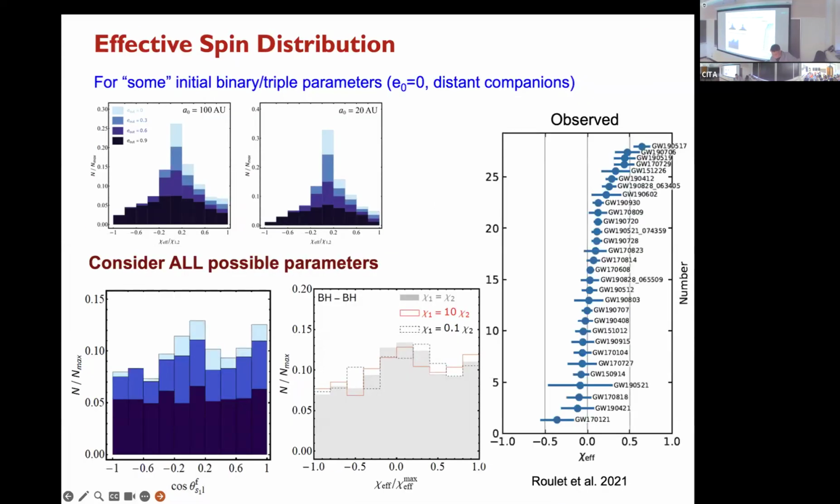Now, is this consistent with observation? And here is the current O3 data for the chi-effective constraint. You can see people can do more sophisticated things. It's mostly zero, a lot of zeros, and there are certainly a few positive values. So it's interesting. This can be constrained.